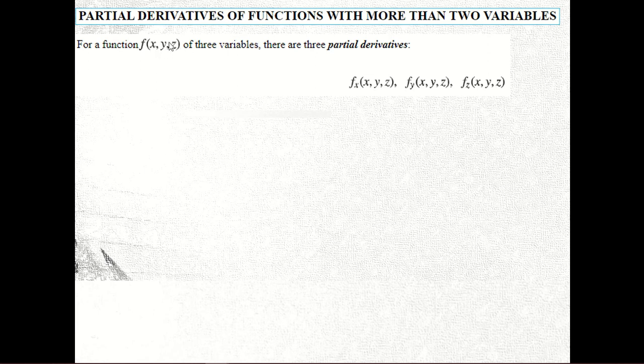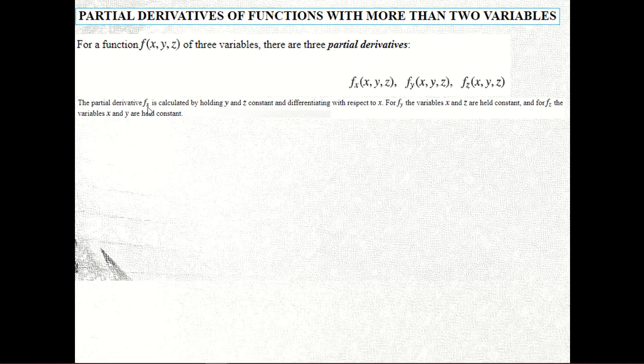So for a function of more than two variables, like for this one, we have a function of x, y, z. So a function of three variables has three partial derivatives. Namely, we have these notations: f sub x of x, y, z, f sub y of x, y, z, and f sub z of x, y, z. So these are the three notations for the three partial derivatives.